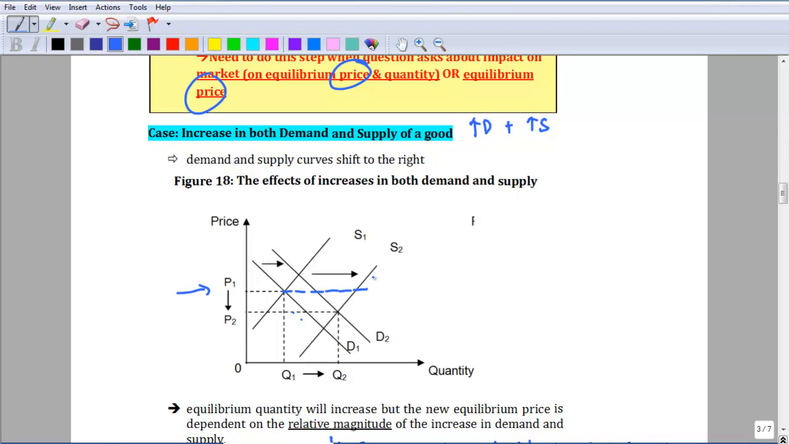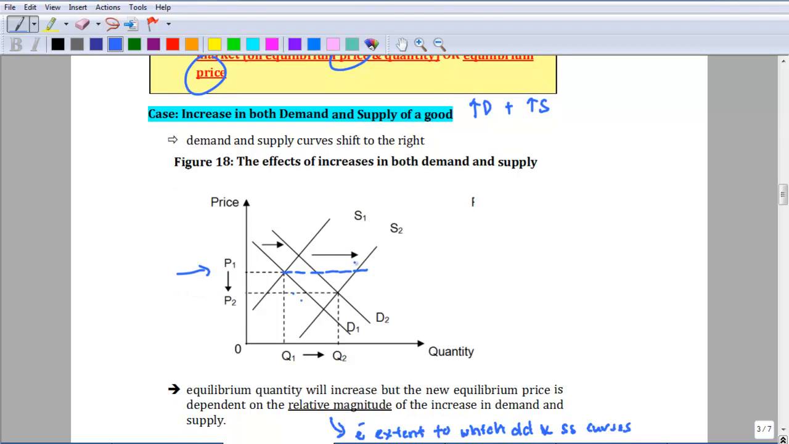Okay, so step number 1, find out what is the quantity demanded and the quantity supplied at the price of OP1. Quantity demanded will always be a point on your demand curve. In this case, on your new demand curve at the price of P1, which is here. So this is the quantity demanded. Quantity supplied will be a point on your new supply curve at the price of P1, which is here. So if you draw it down, it will be an amount here.